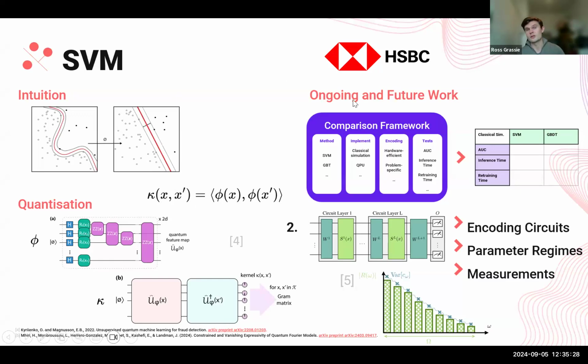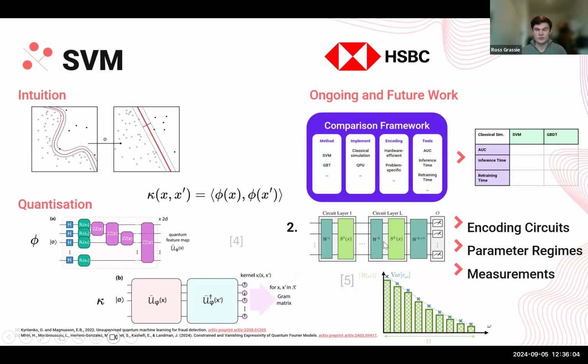So the ongoing work that we have here is that we want to create a bit of a comparison framework. We have a number of other methods as well as this one. So we want to be able to pick one or two methods, choose a particular implementation, whether we're going to run it in simulation or we're going to actually run it on quantum devices, pick the tests that we're interested in, whether it be inference time or retraining time or the quality of our classification, and then just give us a comparison.